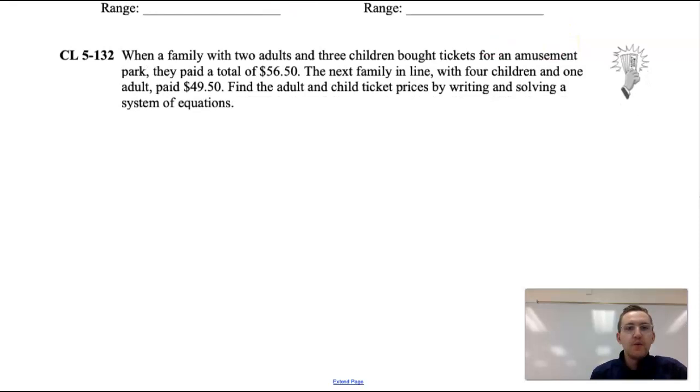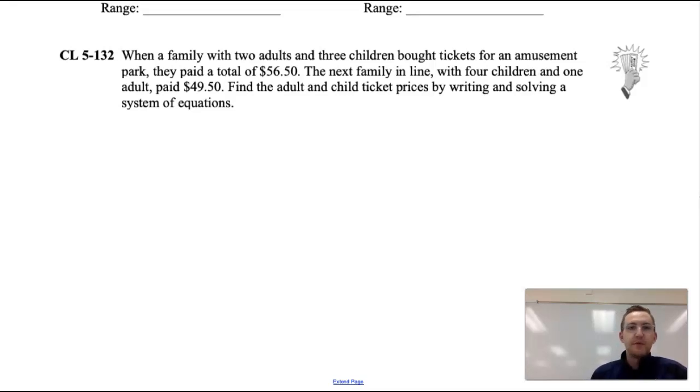Last one. I'm going to review some systems of equations because, again, that's a super important skill to be able to take forward from Algebra 1. So we're going to do the last problem of our closure assignment here together as well. So 5.132, when a family with 2 adults and 3 children bought tickets for an amusement park, they paid a total of $56.50. The next family in line with 4 kids and 1 adult paid $49.50. Find the adult and child prices by writing and solving a system of equations.